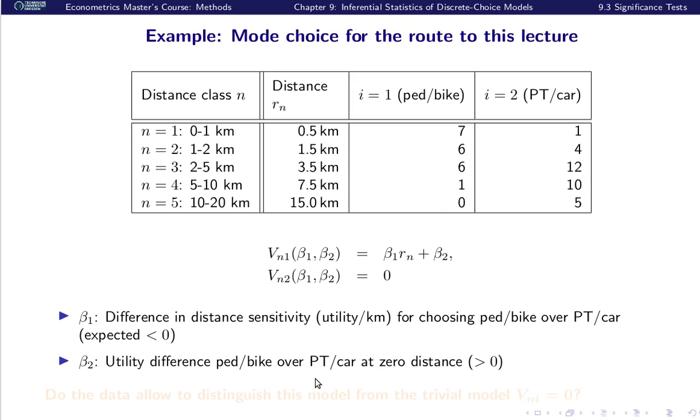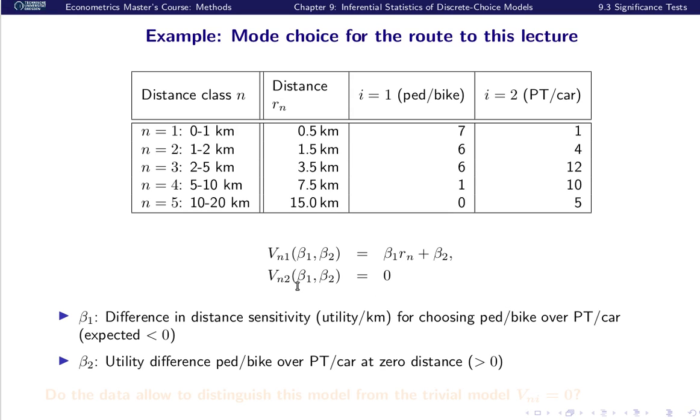Let's just do an example for a simple mode choice for the roots of this lecture. There was also a lecture survey, but a simpler one with only 2 alternatives. I just summarized pedestrian bike as the slow alternatives and public transport car as the fast one. And again, I aggregated it to distance classes.